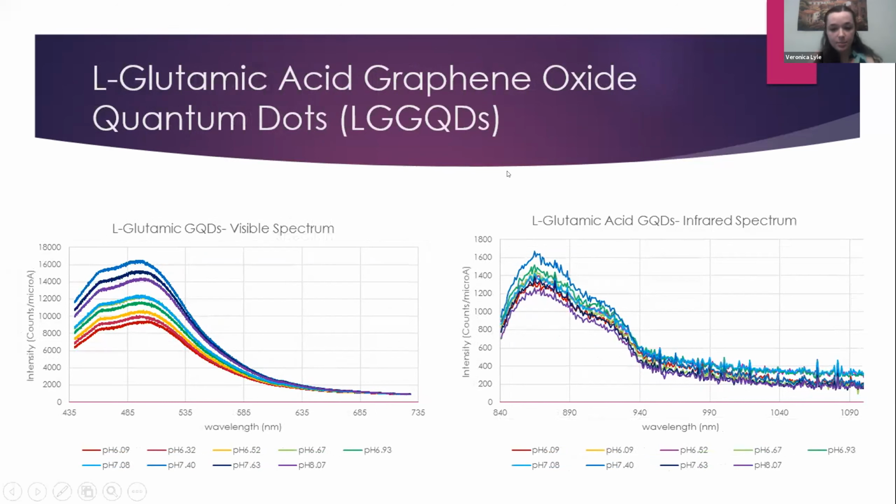L-glutamic acid was very similar in that the infrared spectrum was, once again, no definitive pattern, but the visible spectrum very clearly went from a gradient of more acidic being less intense and more basic being more intense. So kind of the opposite to glucose.